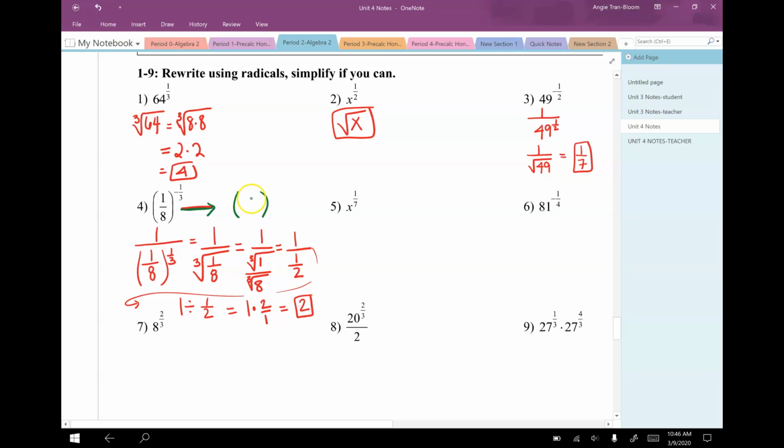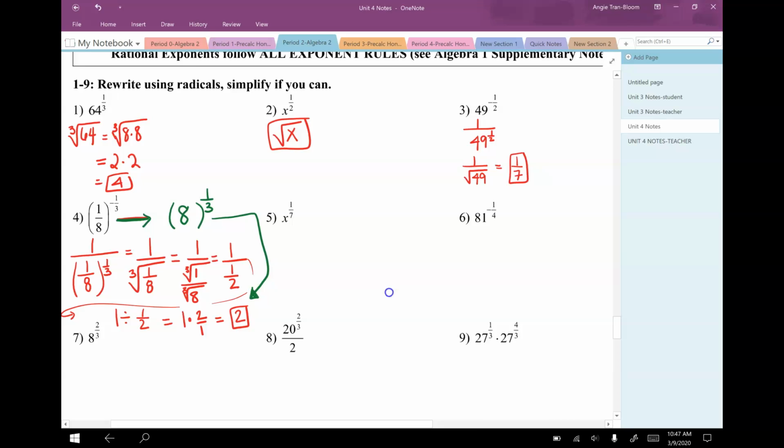Could I go straight to 8 to a positive 1/3 power? Yes. Would that be okay? Would that give us the same exact answer? Yes, you can totally go here because some of you did remember that from Algebra 1. Okay, but if you don't remember that, then keep it consistent with the rest of your work.